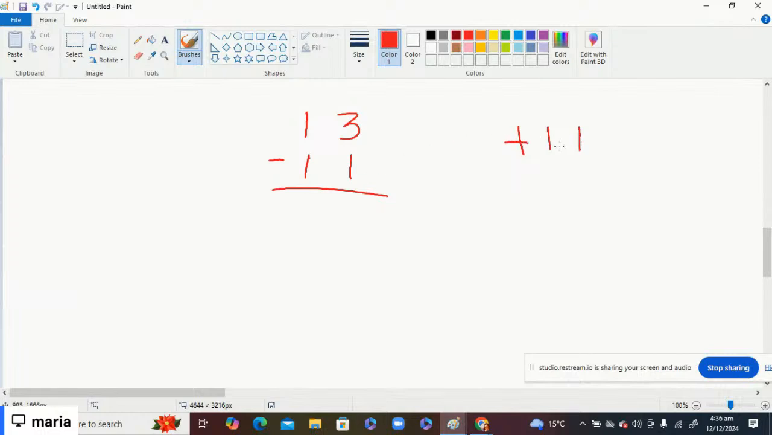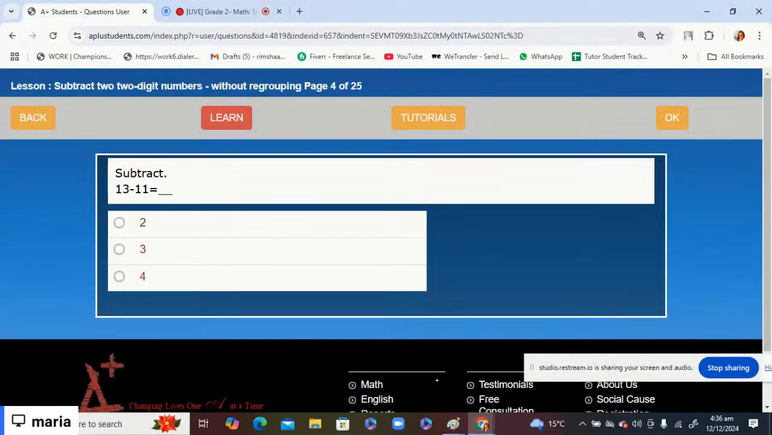Remove 1 line. How many lines are left? 1 and 2. 1 minus 1, that is 0. So only the answer is 2.